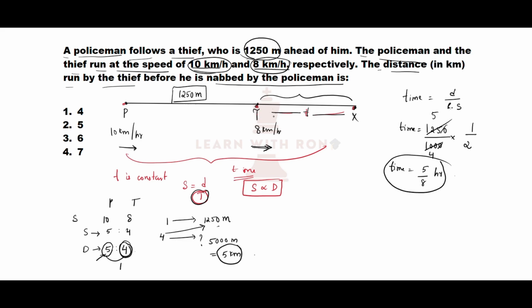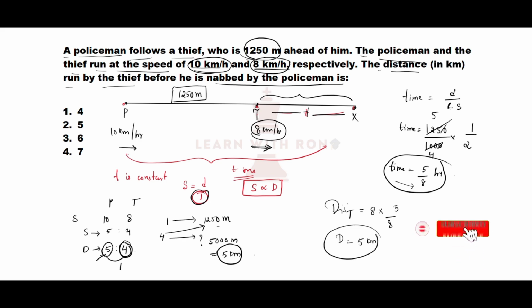Now we need to find the distance. See, the thief is traveling with a speed of 8 km per hour for a time of 5/8 hours. So distance traveled by the thief equals speed of the thief, 8, times time taken, 5/8 hours. So distance is equal to 5 kilometers.